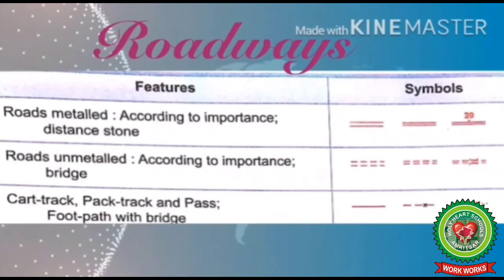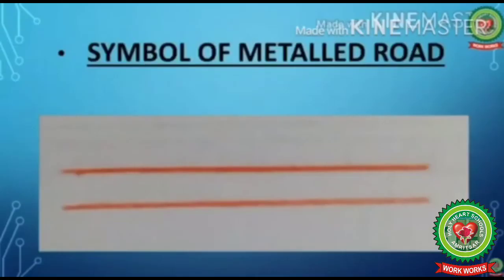Next we will discuss roadways. There are two types of roads, metalled roads and unmetalled roads. Metalled roads are shown in red color double lined. They are also called pakka roads.